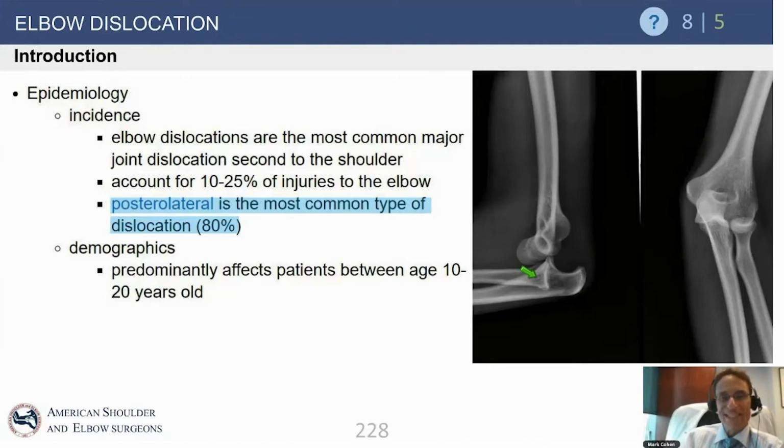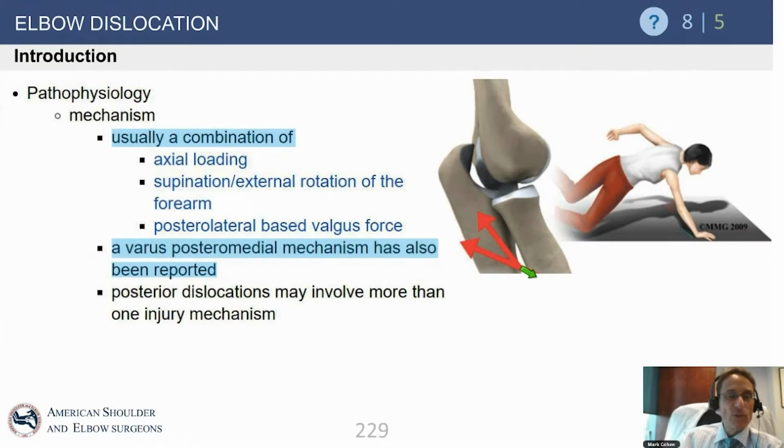The radial head slips behind the capitellum, and as the elbow dislocates out the back, the humerus can shear off the tip of the coronoid. Again, a type 1 coronoid shear fracture from an elbow dislocation mechanism. Elbow dislocations are second only to the shoulder in terms of adult dislocations. Elbow dislocations are the most common joint that dislocates in the pediatric or adolescent individual.